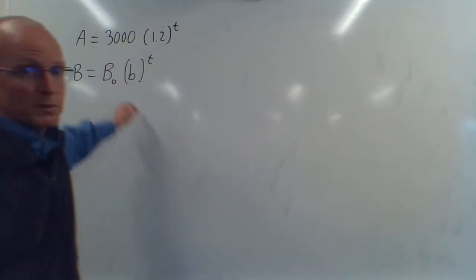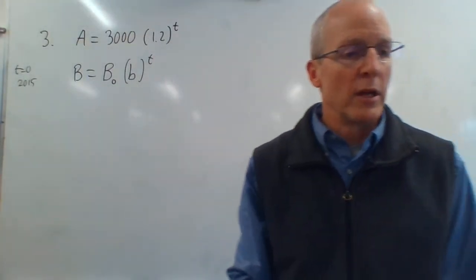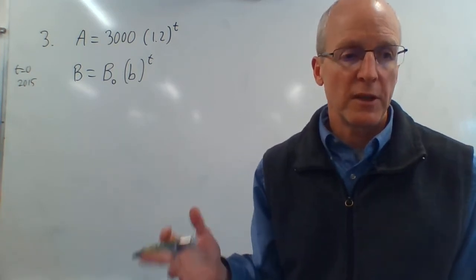B0 tells us how many there were when we started. Okay, so we've got to figure that out. So I give you 2 points. We have 2 things we don't know, so we've got to have 2 data points.